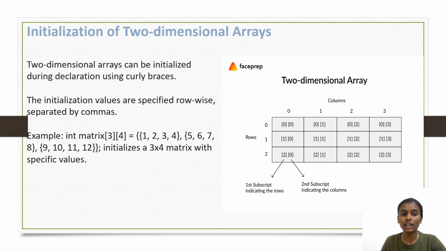Initialization of a two-dimensional array: it can be initialized during declaration using curly brackets or an initializer list. The initialization values are specified row-wise, separated by commas. The initializer list consists of nested brackets, with each inner bracket representing a row of the array. For example, we can take a 3 by 4 matrix and use 1, 2, 3, 4, 5, 6, 7, 8 and 9, 10, 11, 12. This initializes a 3 by 4 matrix with specific values.